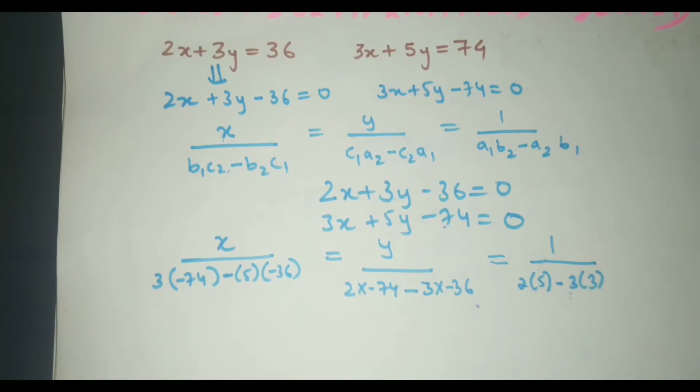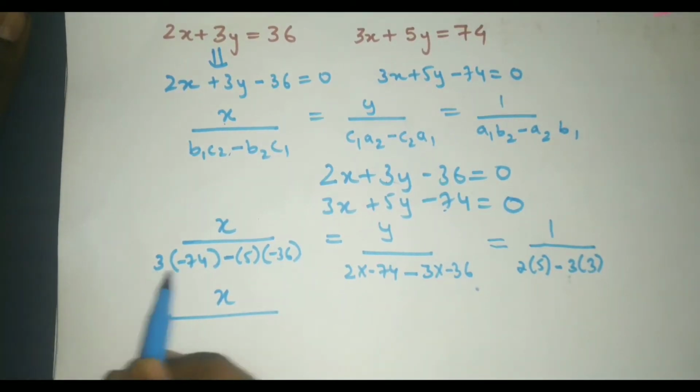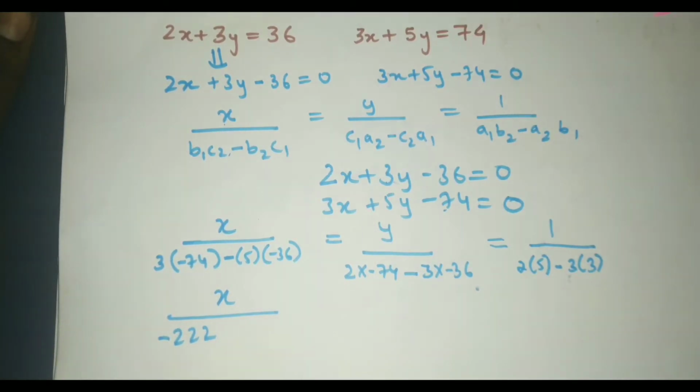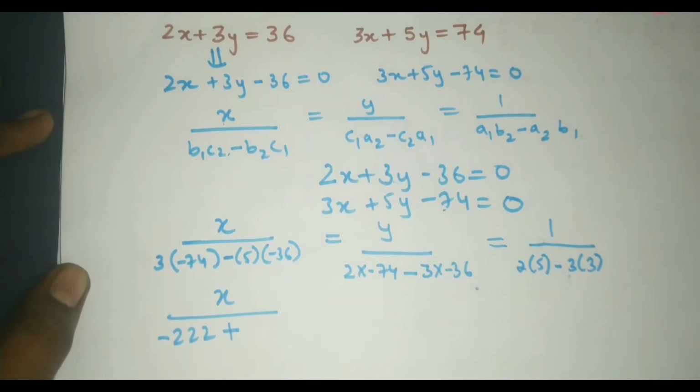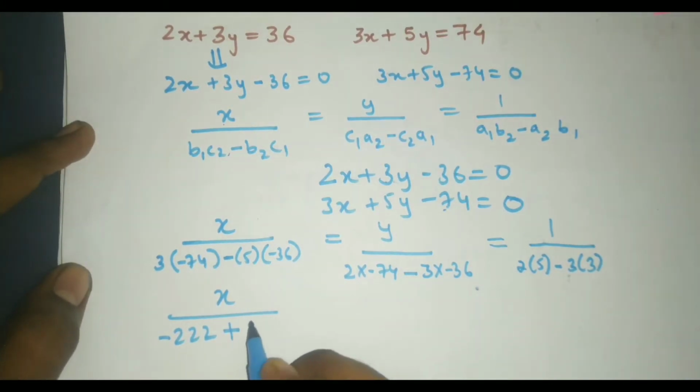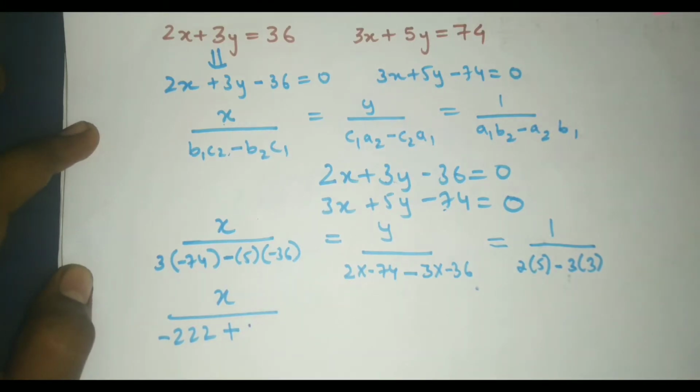Now you just have to multiply and find the values. For x by, solve this: 3 into minus 74 we get as minus 222. Now minus 5 into minus 36 will be positive. 36 into 5 is 180.